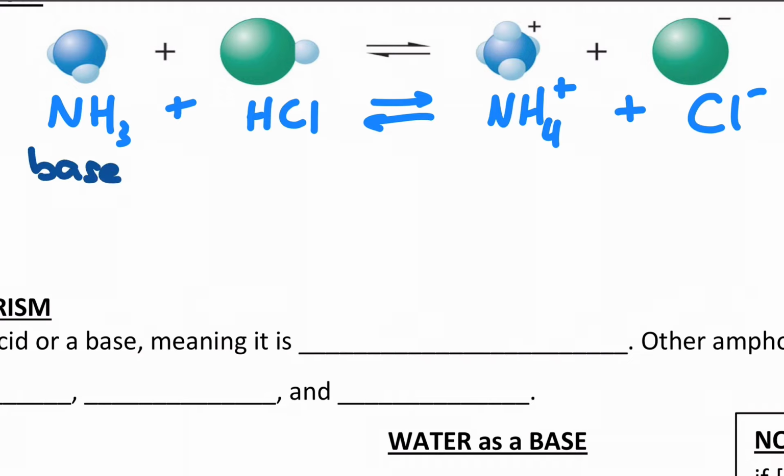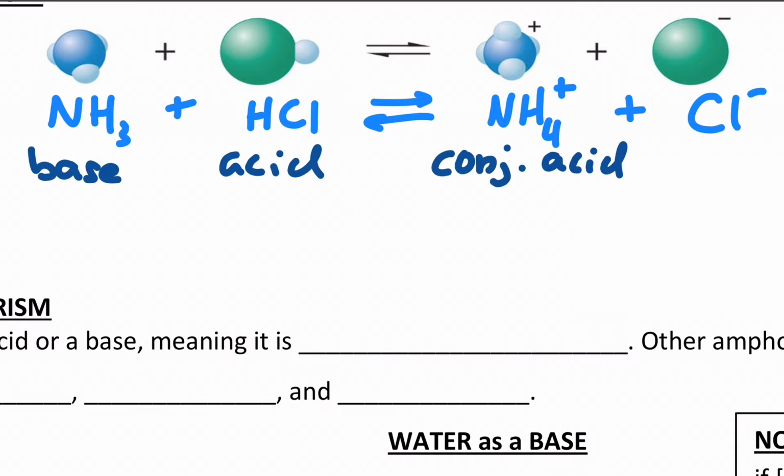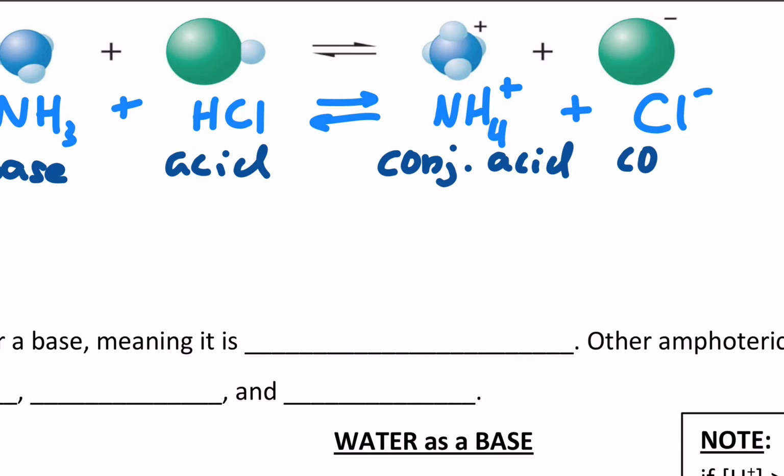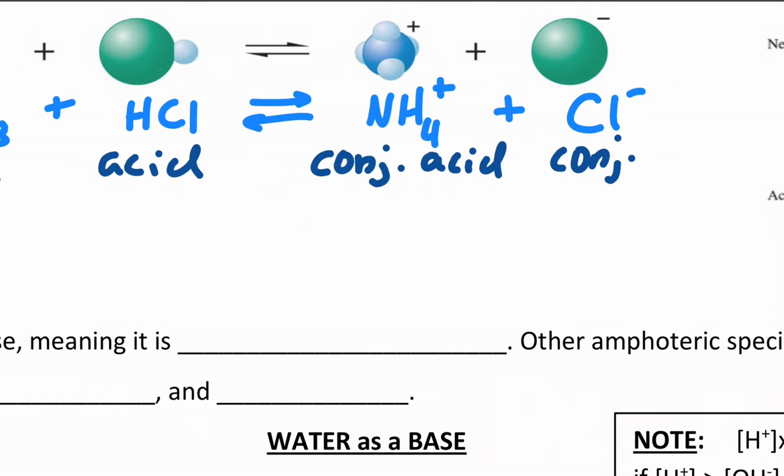That's all bases do. The HCl is obviously the acid. That's because it is giving the H. The ammonia is taking that H from the HCl. So we're left with its conjugate. So the ammonium ion is the conjugate acid of ammonia, and chloride is the conjugate base.